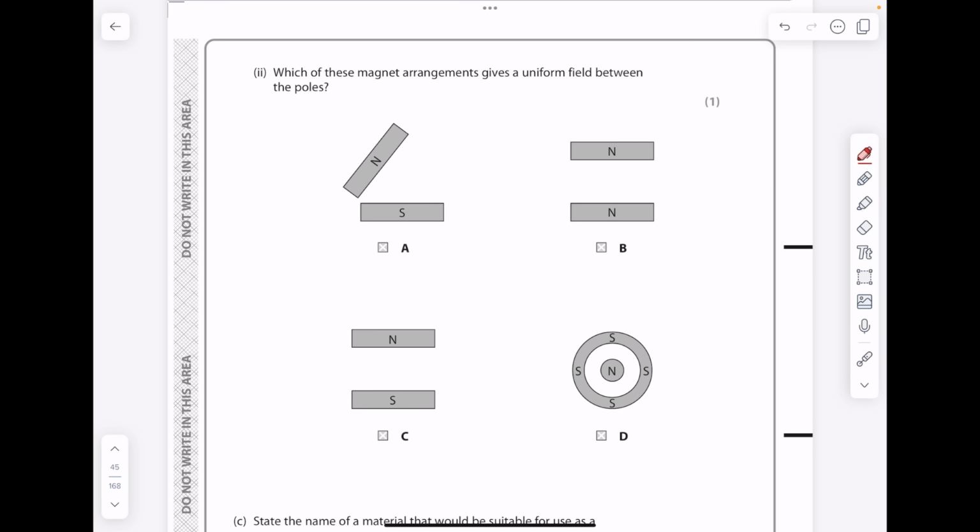Which of these magnet arrangements gives a uniform field between the poles? So we need them laid out so they're facing each other, running north to south. So we've got two like poles here which will repel. They're not facing each other. The answer here is C. You can see in D that the magnetic field lines wouldn't be running parallel to each other, and that's part of our definition of a uniform magnetic field. So if I were to draw it on this one, it would look like this, parallel magnetic field lines.